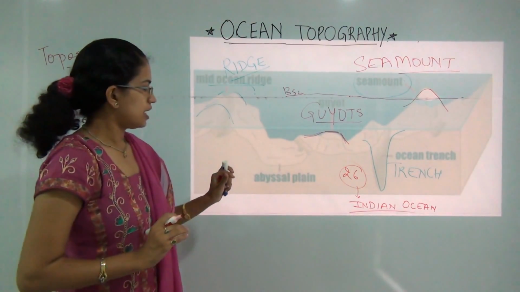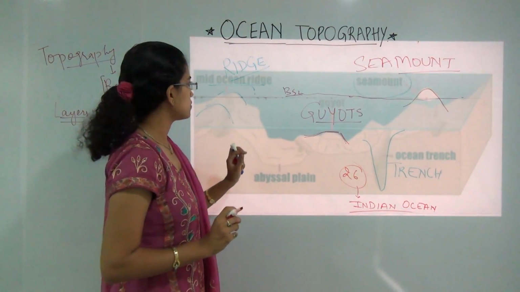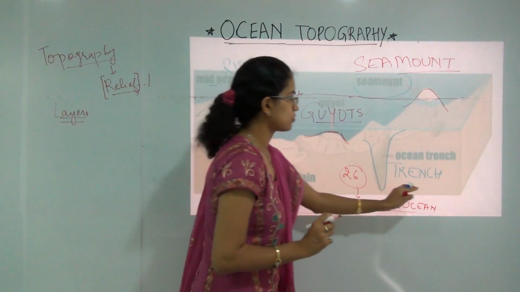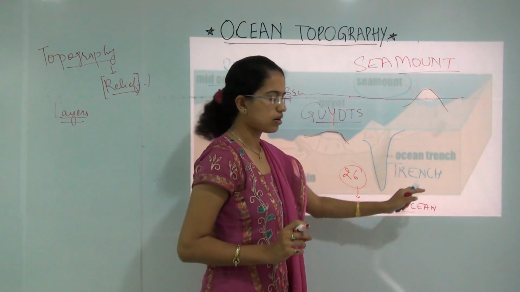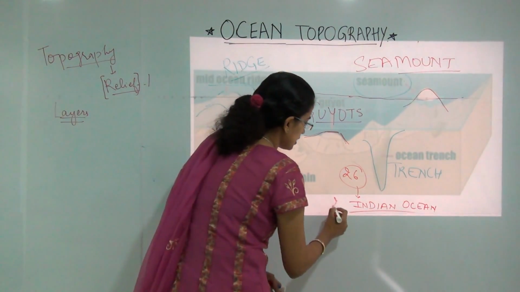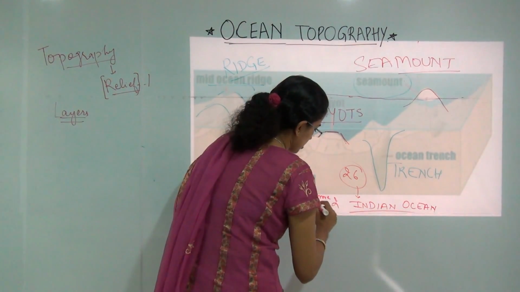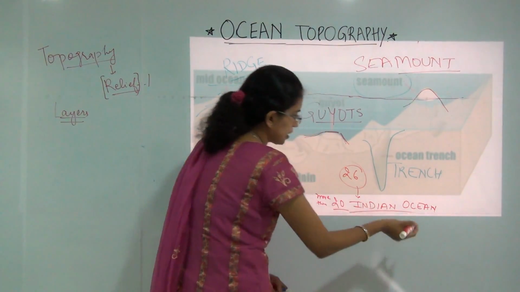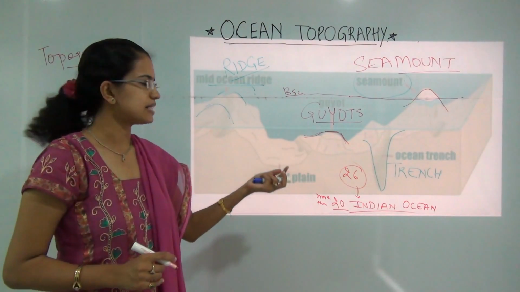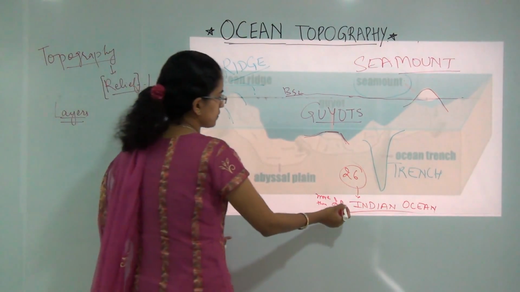Now, let us talk about some important highlights of each of these. So, as I said, there are 26 trenches in all. Of these, more than 20 are found in the Indian Ocean itself, remaining 2 in Pacific and 3 in Atlantic, so it's 21 here.